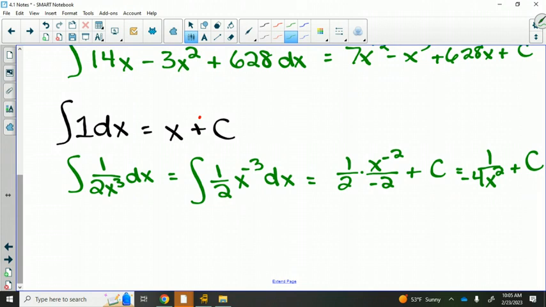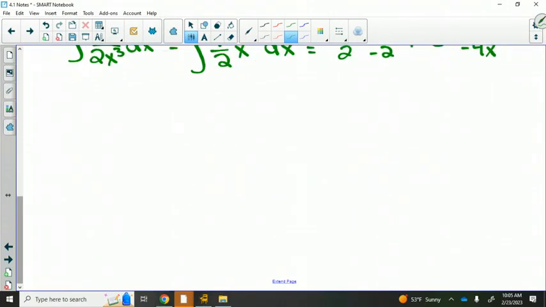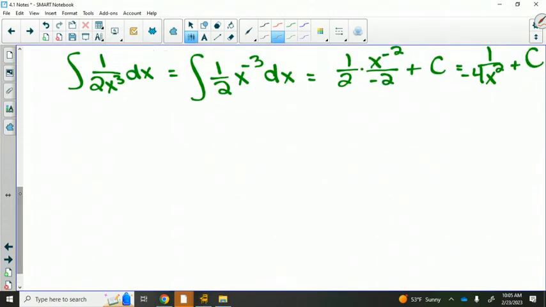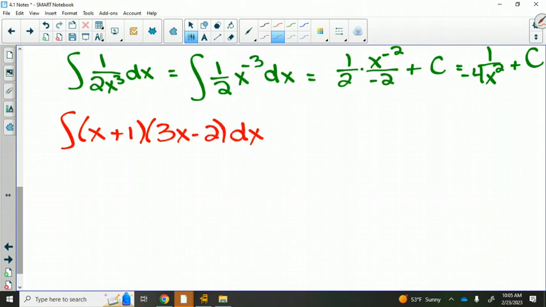There's our antiderivative, or our integral. Okay, next one I want to show you looks like this. It will be the integral of x plus 1 times 3x minus 2 dx.